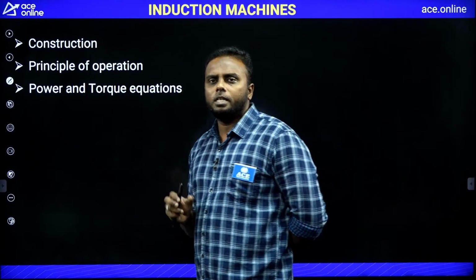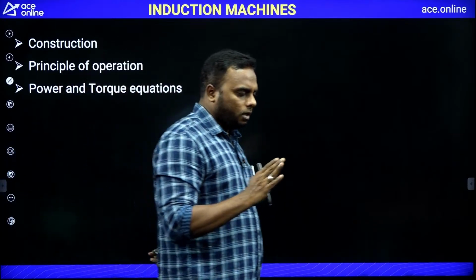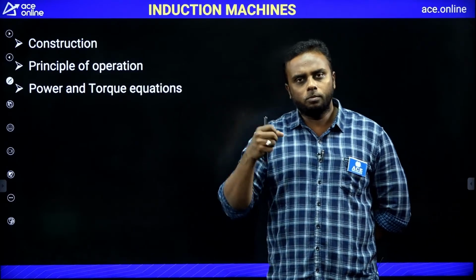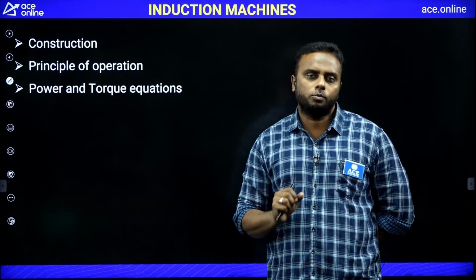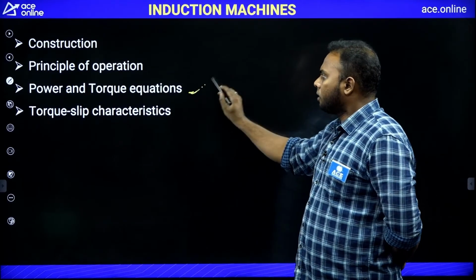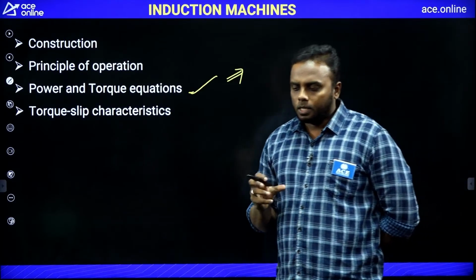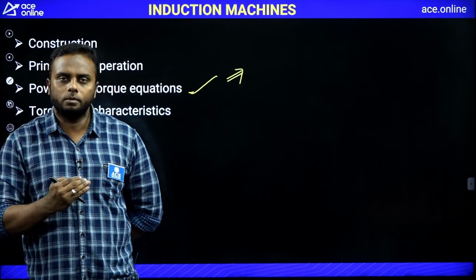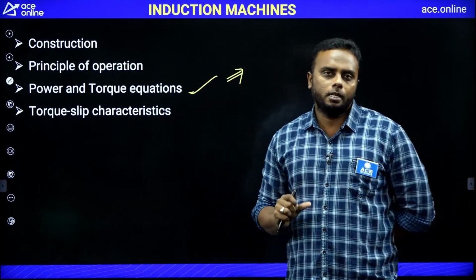Which power equation mainly? If you remember, with respect to the rotor, we have rotor input power, rotor copper loss and rotor output power. What is rotor input power? Rotor input power is also called air gap power. That is the stator output, no? Stator output or rotor input, both are the same. That is why we call it air gap power.